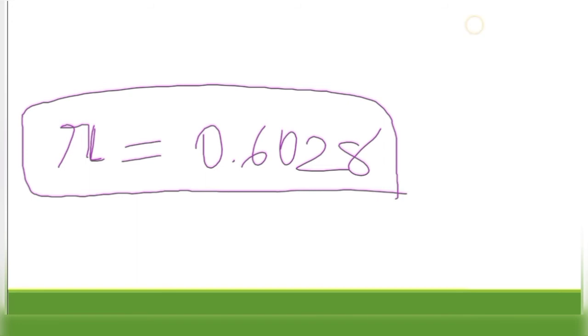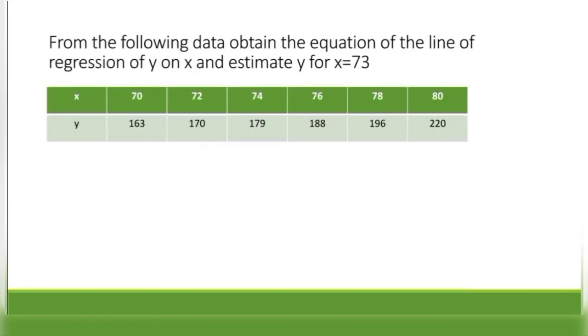Now let's see one more example. From the following data, obtain the equation of the line of regression of y on x and estimate y for x is equal to 73. So here you just have to find out the line of regression of y on x. I'll be solving this example using the third way of finding out the regression coefficients. Here, first you have to find out n. N will be equal to 1, 2, 3, 4, 5, 6. N equal to 6.